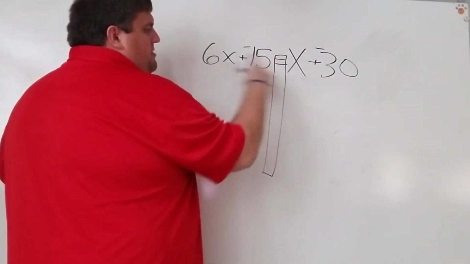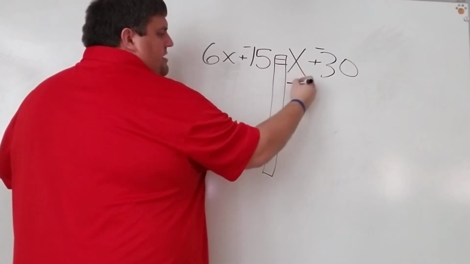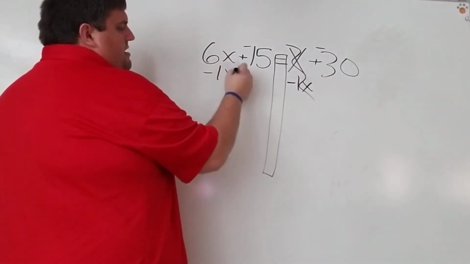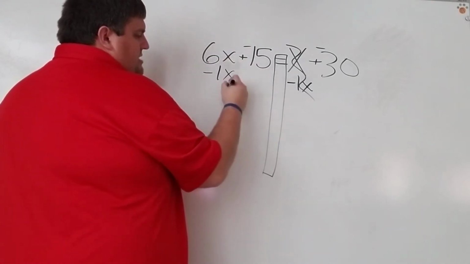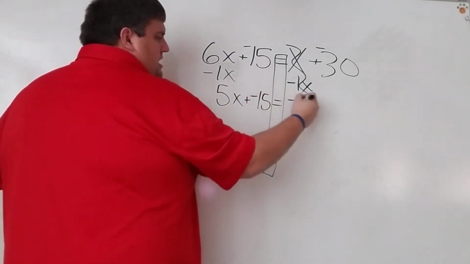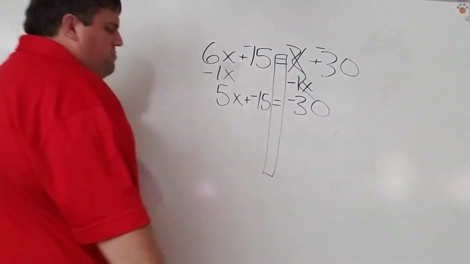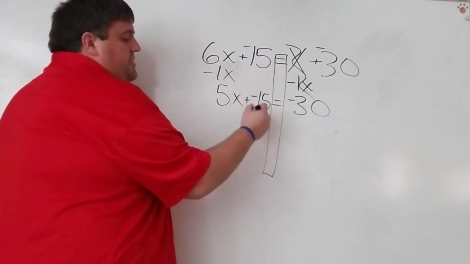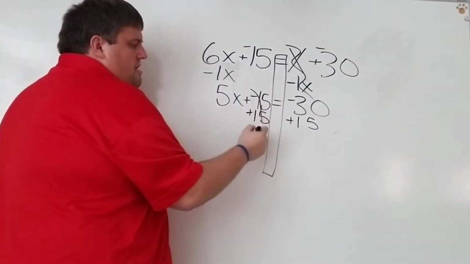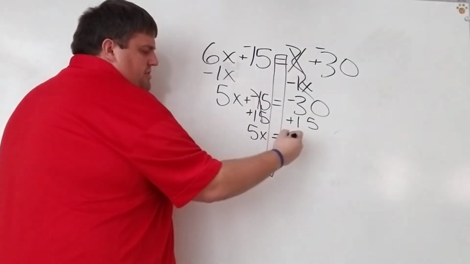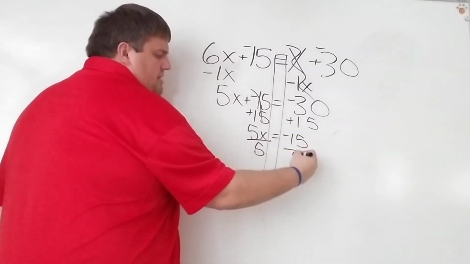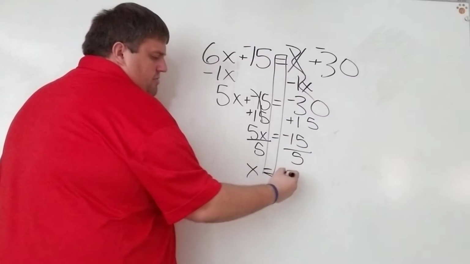I do have variables on both sides, so I'm going to get rid of 1x. To get rid of a positive 1x, I need to subtract 1x. So 6x minus 1x is going to give me 5x plus -15 equals -30. And then from there, it's just 2 steps. Add 15 to both sides. 5x equals negative 15. And then divide by 5. And x equals negative 3.